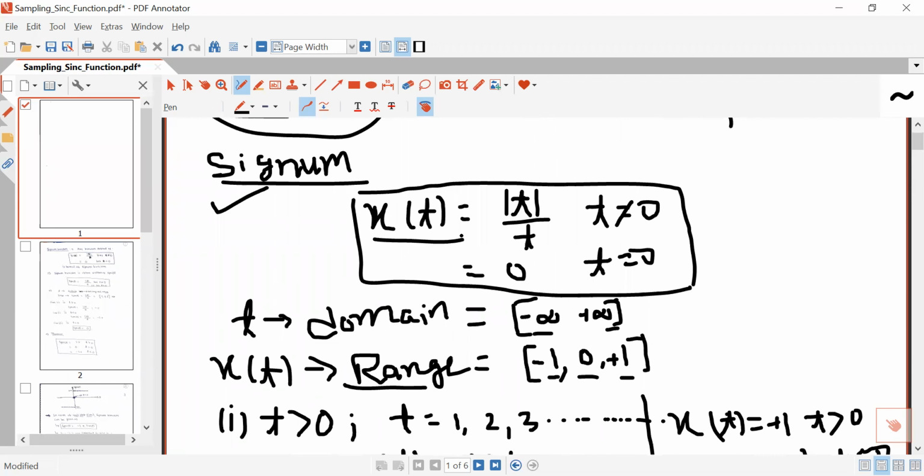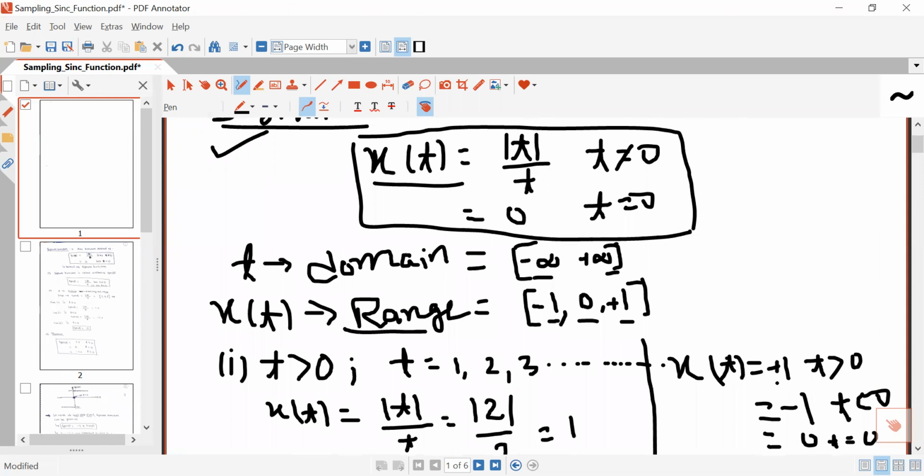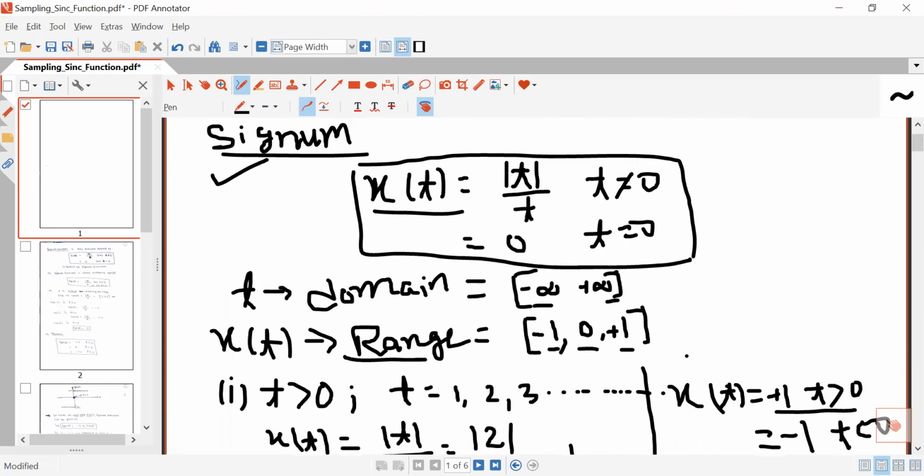One is minus 1, which you will get when t is less than 0. Another one is plus 1, which you will get when t is greater than 0. And third one is 0, which you will get when t equal to 0. Such type of function is called signum function. In conclusion, you can say the domain of signum function has infinite set of data, but its range will have only three discrete data.